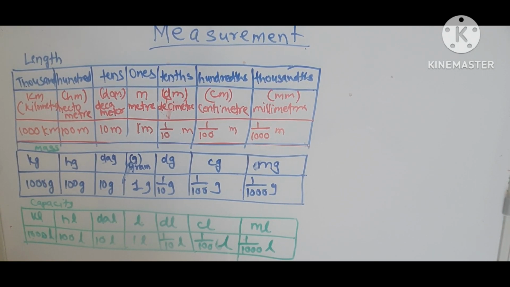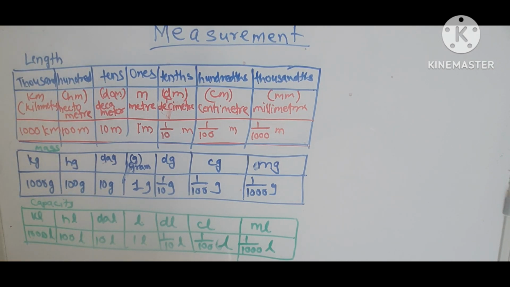Okay, so for measurement, you have to keep these points in mind. We have measurements for length, measurements for mass, and measurements for capacity. Length is where we find out the length between two places, the length of anything. We measure it in units like meter, centimeter, kilometer and all those units.